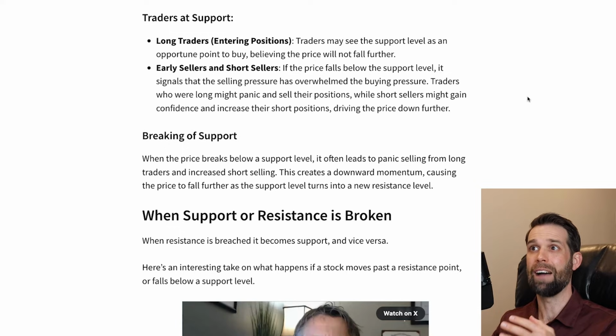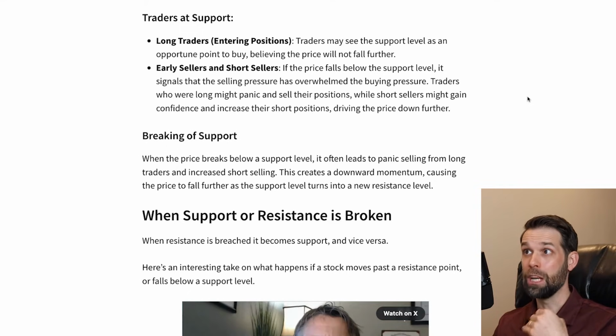So here you're going to have long traders, and you're going to have early traders, early sellers and short sellers as well. So in terms of the support level there, traders may see the support level as a good time to buy, believing the price will not fall further. So that is when a support holds. So the price is dropping into a support level. People are expecting that to be support, and they buy the shares. So there's a lot of buying pressure, which makes support hold, and then the price rises back up.